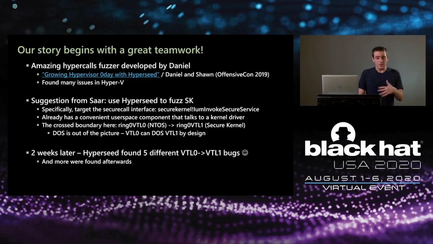And when I joined the team, I just saw this incredible work, and I pinged Daniel, and I asked him, hey, did you try to use Hyperseed to fuzz the secure services interface exposed by the secure kernel? Because this interface is actually very similar to the hypercalls interface exposed by Hyper-V. And 2 weeks later, Daniel got back to me with, hey, I just found 5 different bugs, VTL 0 to VTL 1. It was absolutely amazing. It proved to us that there is still much to cover in this area. So we teamed up, we found more bugs, and now we have a great story to tell.